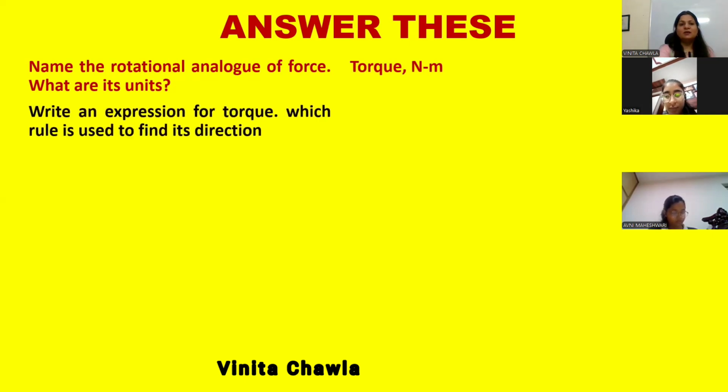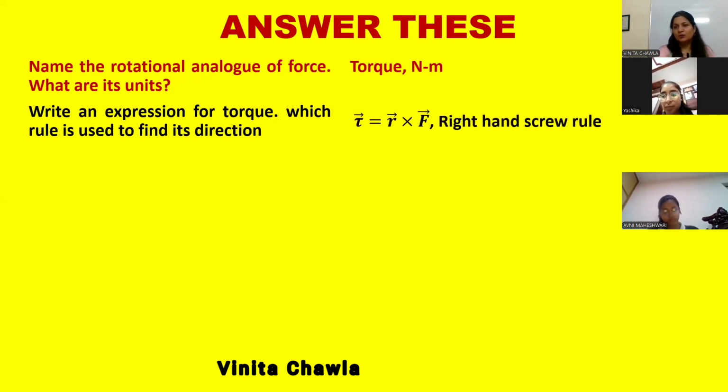Second question is, write an expression for torque and which rule is used to find its direction. How do we write the formula for torque? Torque is R cross F, and we can find the direction by right hand rule, right hand screw rule. Okay, we can use the right hand screw rule to find the direction of torque.